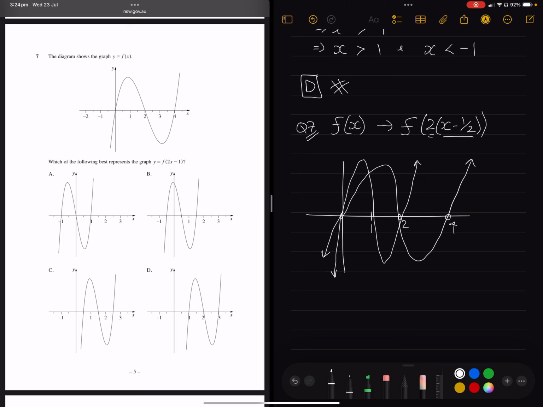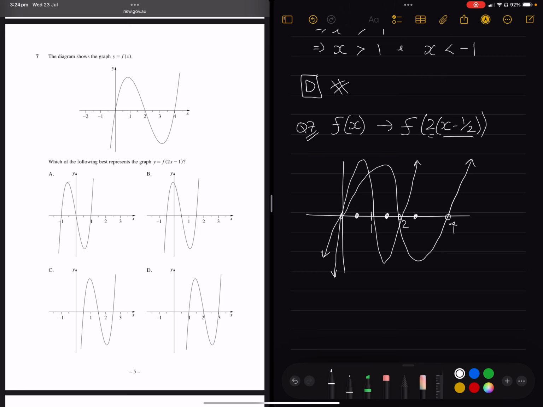And then it needs to be shifted. So now that it's been squished, it's got to be shifted. A minus, x minus, feels like it's to the left. Actually, it's to the right. So the whole thing is going to be shifted to the right. So this intersection will be at 1.5. The intersection will be 2.5. This one will be half.